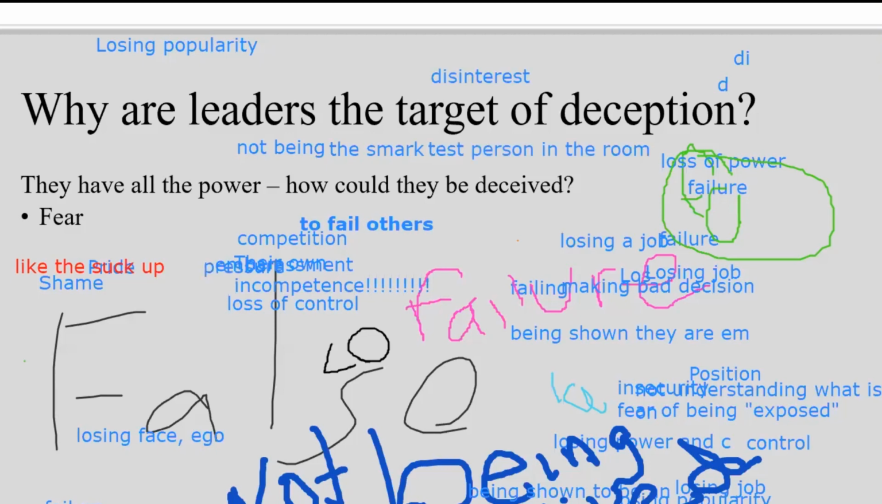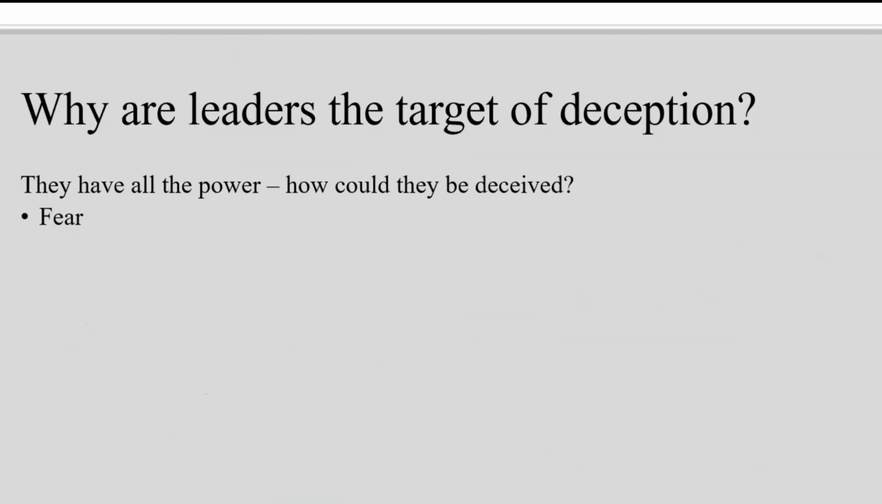So we can, not being the smartest person in the room, that is absolutely one. And that gets to the issue of taking credit and giving out blame. All right, so if we can, thank you. We can clear that. Thank you.